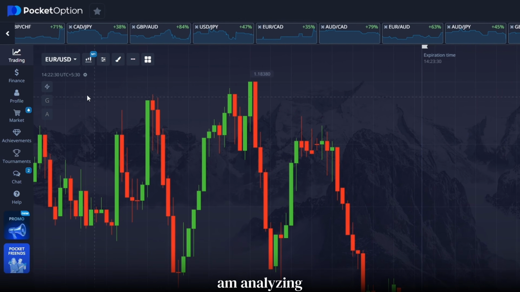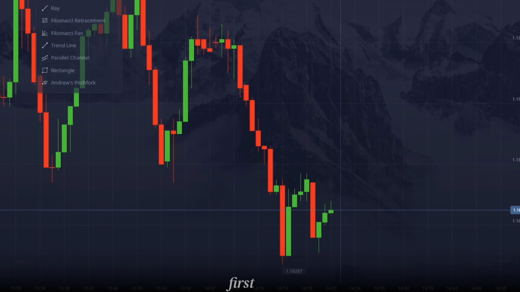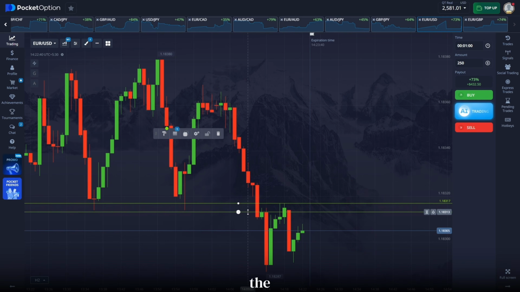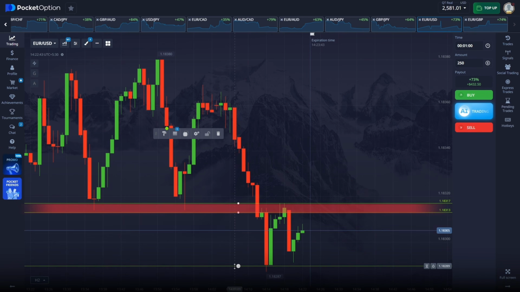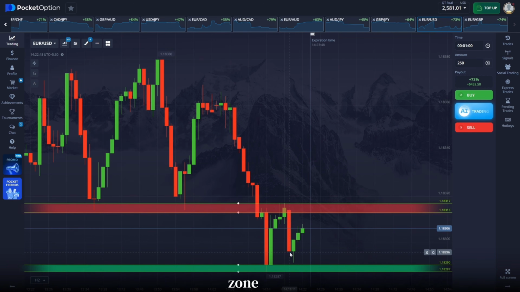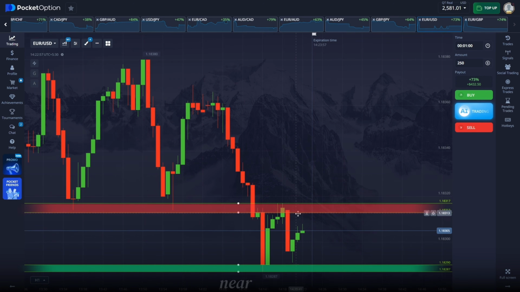Right now I'm analyzing the Euro US dollar chart and I have trading opportunities here. Let me first draw the key level. So this is the resistance range and this is the support range. Now I will use this zone for a reversal trade, but I have one important condition. The 1 minute candle needs to close without breaking this zone and it needs to close near this resistance or the support after getting rejection. If the conditions are met, then only I'll go for a trade.